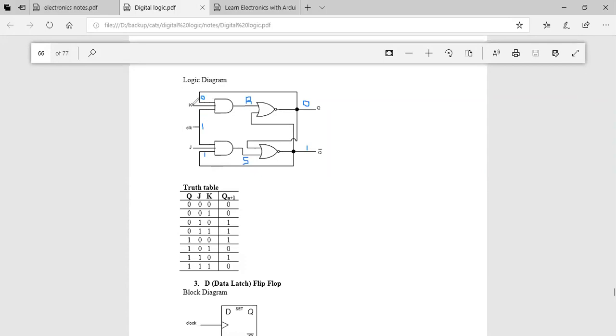So you're being told that K here is 0 and J is 0. So we put 0 here and you also put 0 there. So the question is, what are we going to have here, and what do we have here, and what do we expect to have here?